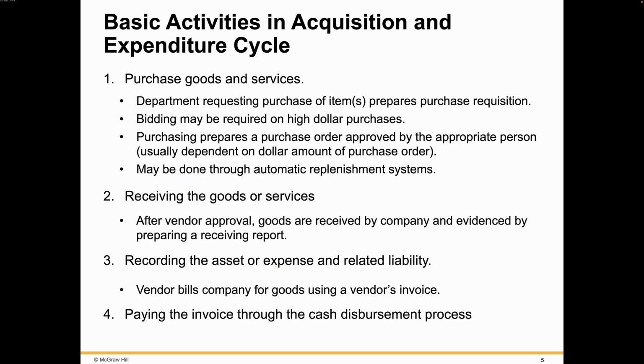So the basic activities that we test as an auditor is the purchases of goods and services, right? So does the department request the purchase of the items through a purchase requisition? And you might have some bidding that may be involved when you have higher dollar purchases. Then you have the purchasing department that prepares the purchase order, and it's approved by the appropriate person. And it could also be done through an automatic replenishment system. So when you reach a certain level, let's say of an inventory that you don't have, or you need more, then it would automatically do that for you.